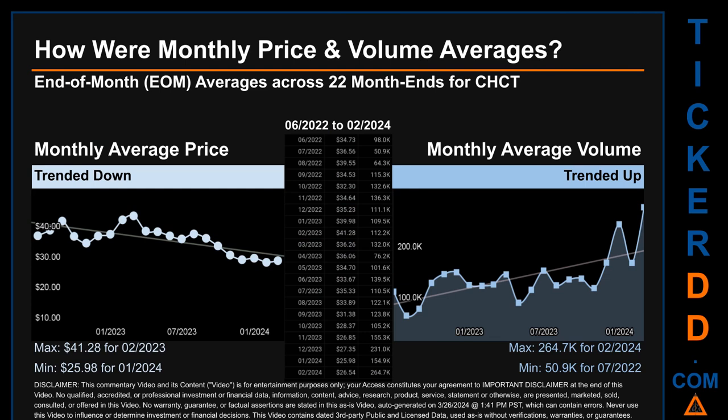The maximum end of month average price was $41.28 for Q2, 2023, while the minimum was $25.98 for Q1, 2024. Looking at volume, Q2, 2024 and Q3, 2022 respectively saw the highest and lowest monthly average volume at 264.7 thousand and 50.9 thousand.